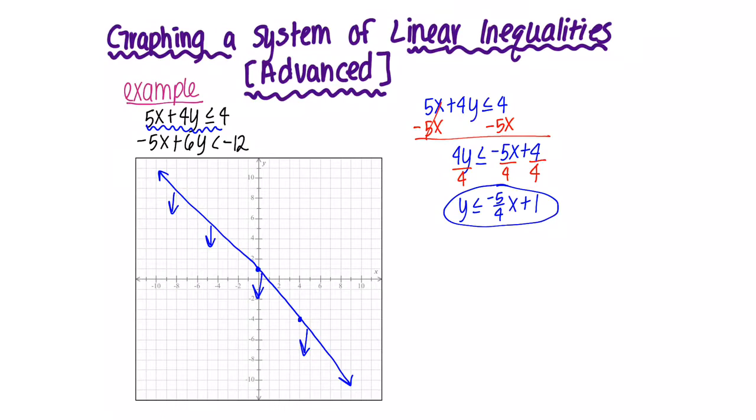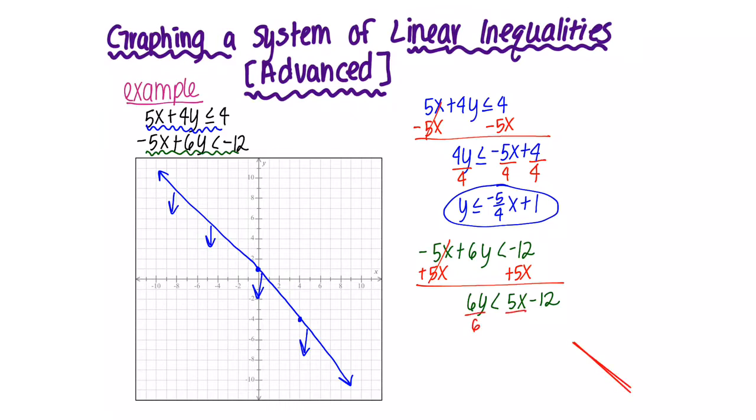For my next one, this guy here, negative 5x plus 6y less than negative 12, I'm going to be doing the same thing. I'm going to solve for y, so adding 5x to both sides. I have 6y less than, just less than. Well, 6y is less than 5x minus 12. Dividing everything by 6.